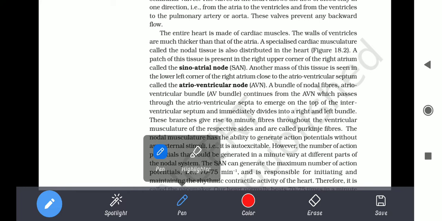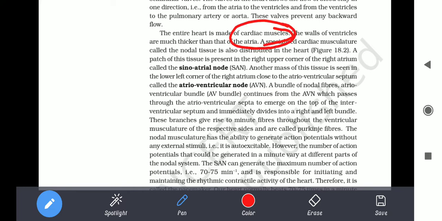Our entire heart is made up of cardiac muscles only. The walls are much thicker to protect it. The ventricular muscles are much thicker as compared to the atrial muscles, and the special cardiac musculature is called the nodal tissue, and it is distributed in our heart.